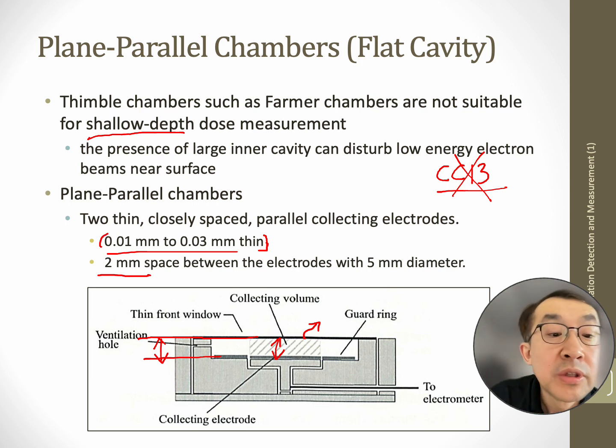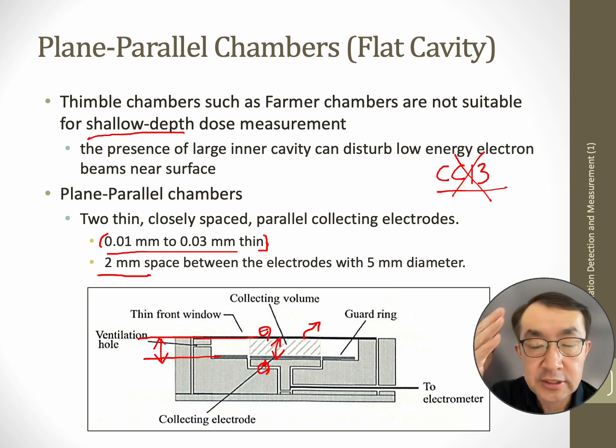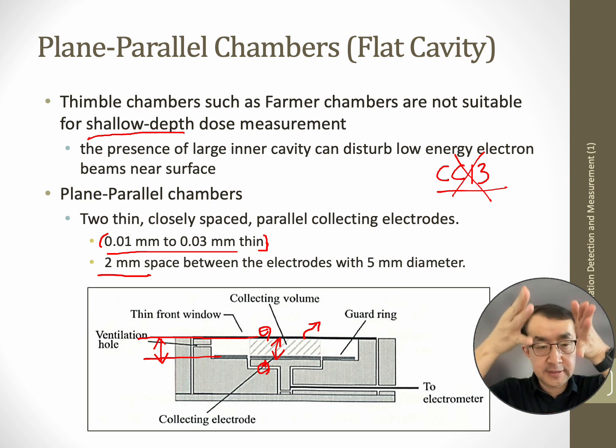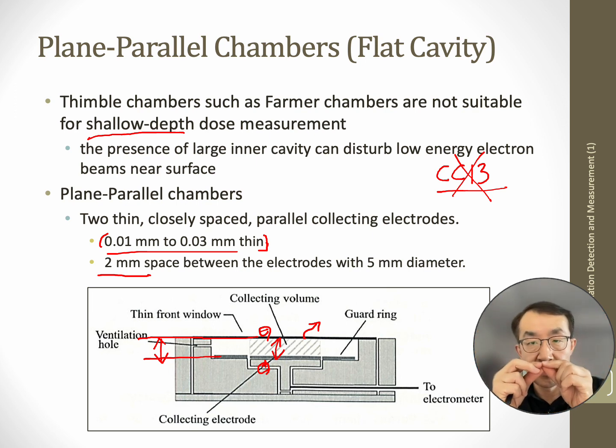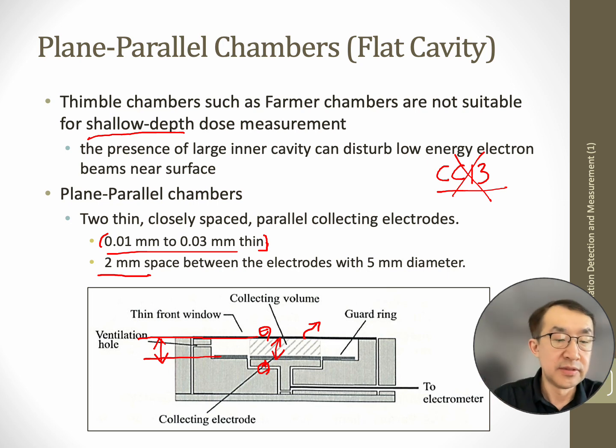So we have this electric field. Is it positively charged or negatively charged? This shaded area is the active volume, where the electric field is rather straight. And that extremely small volume is very ideal for surface dose measurement. So again, let's think about this. This is actually a cut-out of the parallel plane chamber. I have a picture in the next slide, but it's very, very small.